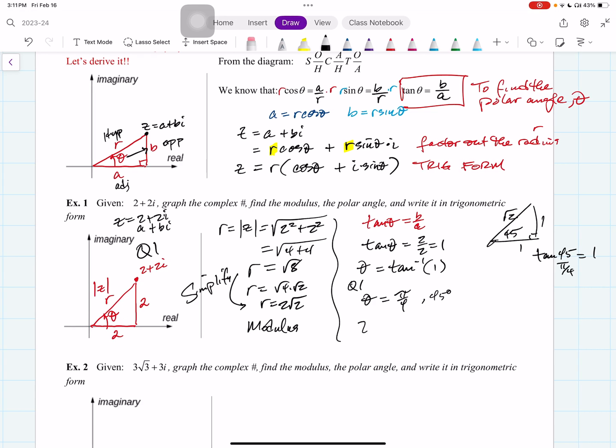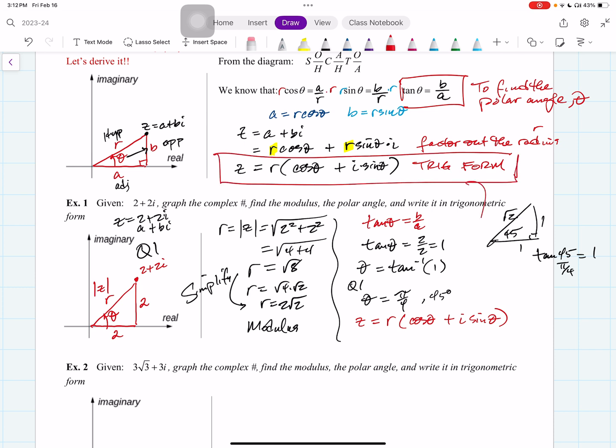So trig form now, here we go. We're going to substitute this in. We got 2 rad 2. Again, you start off with the radius. In fact, let me write it down up here. Let me put it in red and then do my substitution. Okay. So in general, it's always r times cosine theta plus i sine theta. This is your general trig form up here at the top of the screen. That's it. Okay, that's the general form.